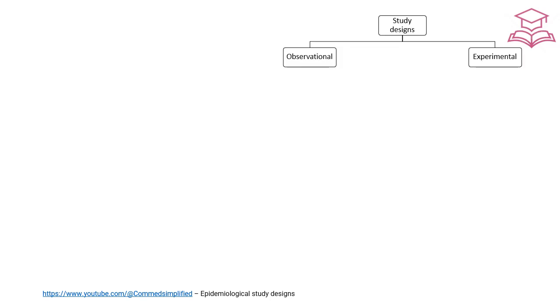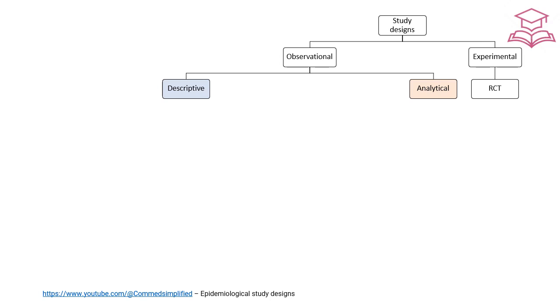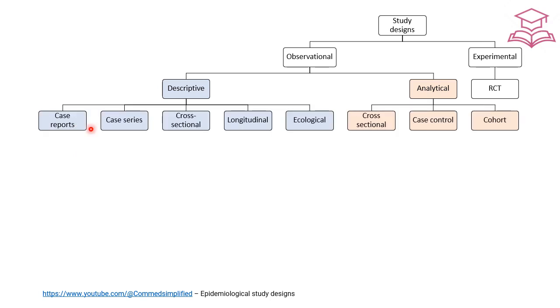It is classified into observational and experimental. The observational is further classified into descriptive and analytical. In descriptive studies, we have case reports, case series, cross-sectional studies, longitudinal studies, and ecological studies. In analytical studies, we have cross-sectional studies, case control studies, and cohort studies. In experimental, we have randomized control trial. All these studies have study unit as individuals except ecological study. In ecological study, the study unit is population.